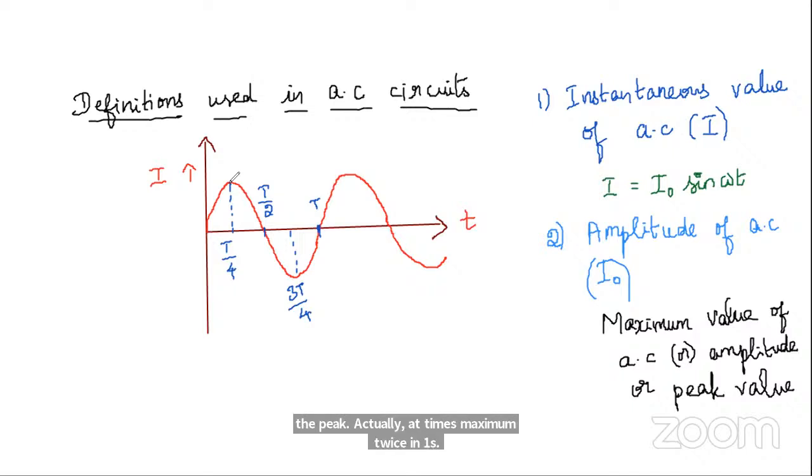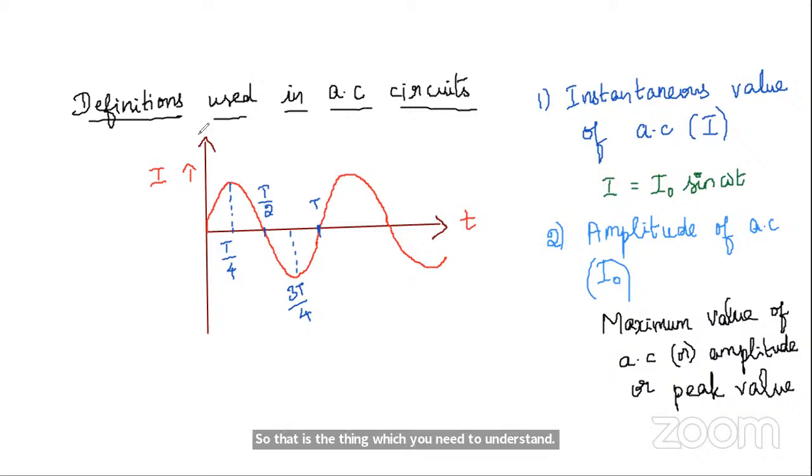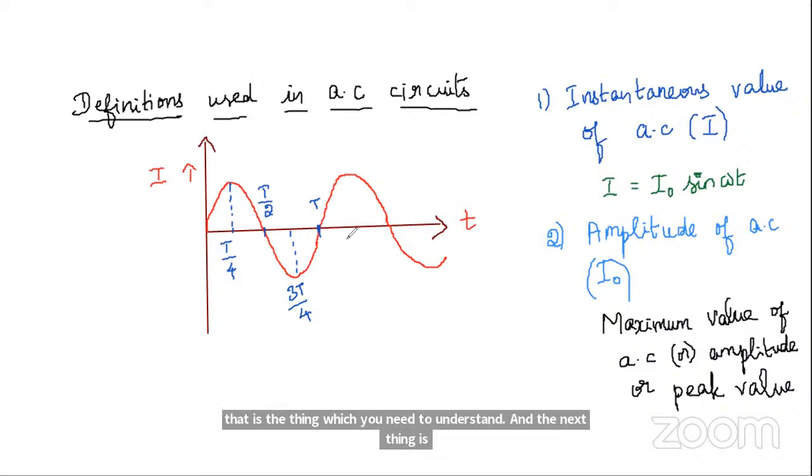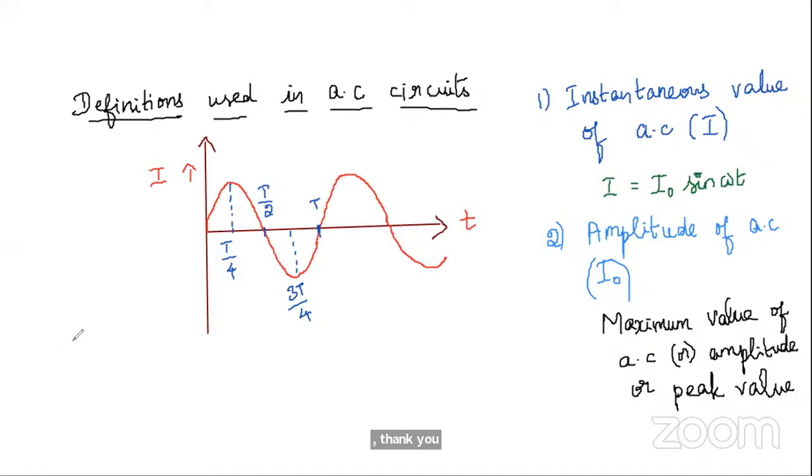And the next thing is time period. The next definition is the time period of AC.